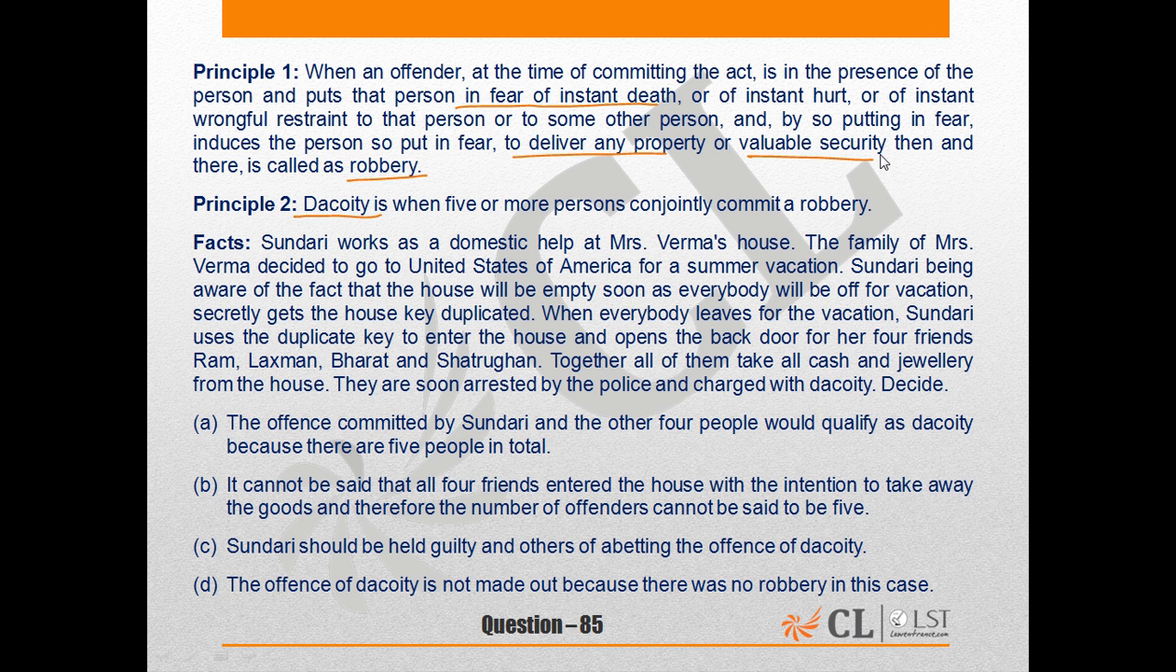So therefore it cannot be a robbery, and moreover, if it is not a robbery, then it cannot be a dacoity, because a robbery with 5 or more persons is known as dacoity. It might be some other offense, but it cannot be dacoity or robbery. Hence the correct answer is option D, that the offense of dacoity is not made out. A lot of students have marked A, that the offense committed by Sundari and the other 4 people would qualify, because there are 5 people in total. I agree with the 5 people clause, but when it's not a robbery, it cannot be termed a dacoity either.